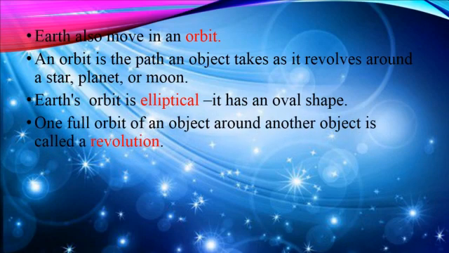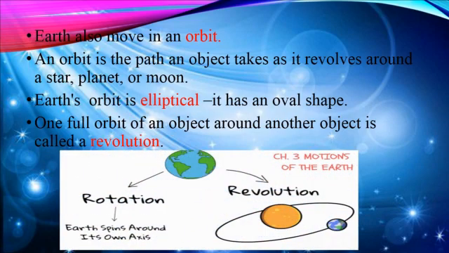One full orbit of an object around another object is called a revolution. Once again, one full orbit of an object around another object is called a revolution. You can see from the picture the rotation and revolution of the Earth.